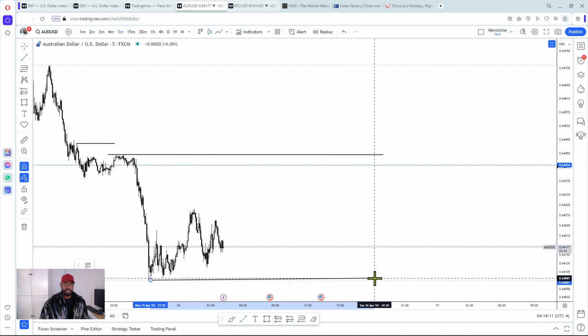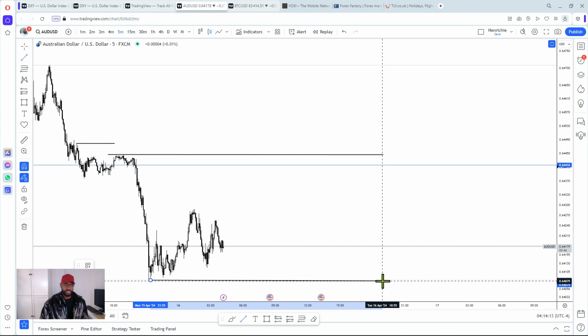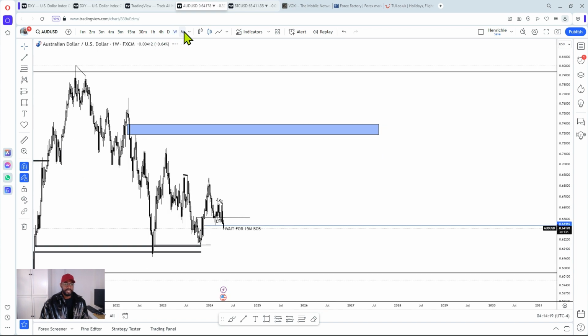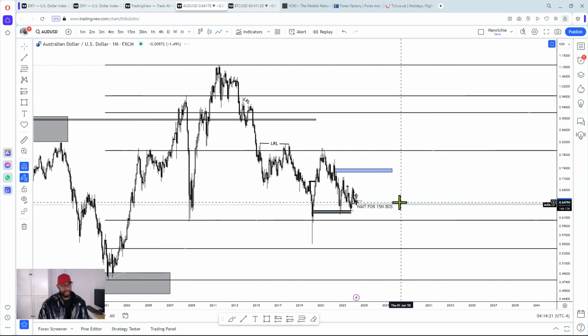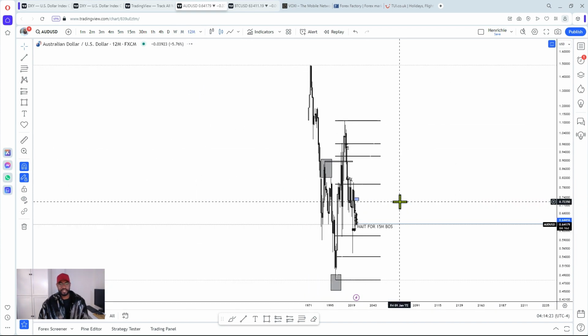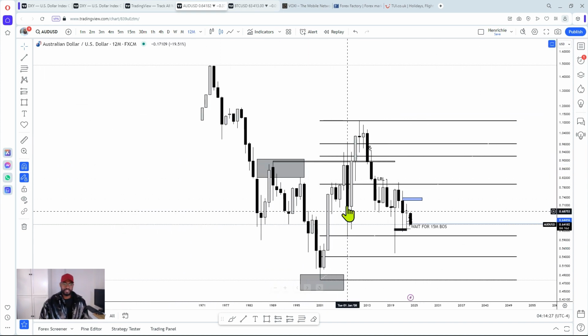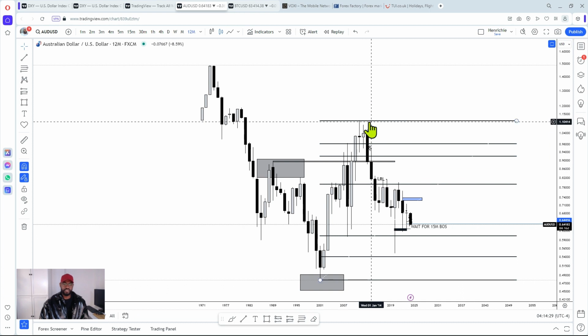But once I do confirm a 5 minute break of structure on AUD US dollar, I'm looking for buys to take this to the upside, because I still remain bullish overall. And if we look at the bigger time frame perspective, like the 12-month time frame, you can see right here very clear as day, we created a high, created a low, and this is a solid break of structure.